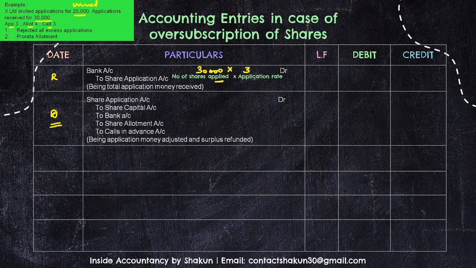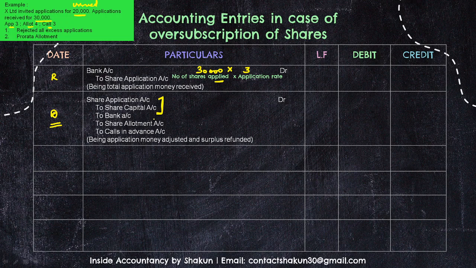So our basic entry is share application account debit to share capital. This much you already know. I've already explained this in detail. But depending upon the conditions that are given in the question, the money will be utilized towards bank or share allotment or calls in advance.